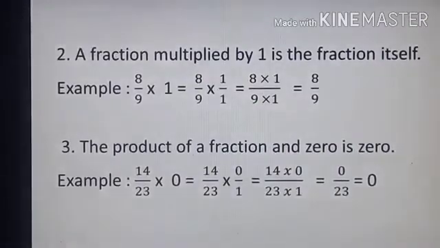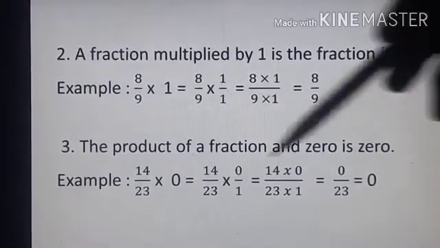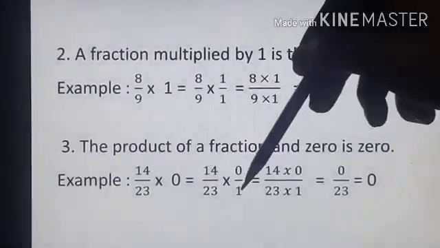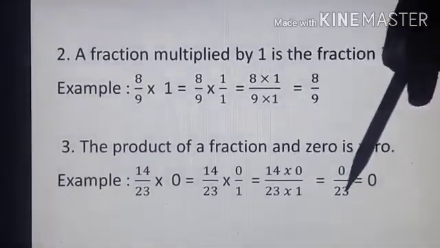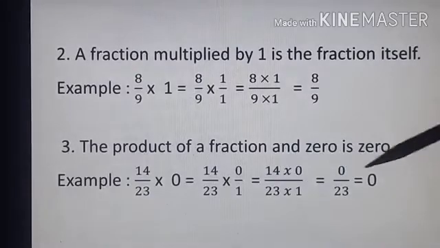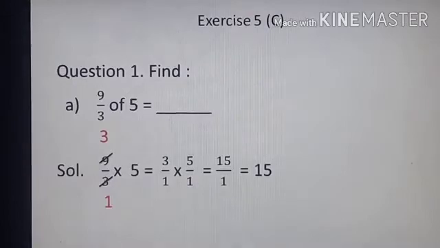Now, 14 multiplied by 0, 23 multiplied by 1. 14 multiplied by 0 is 0. 23 ones are 23. So, 0 upon 23 will give us the answer 0 only. Now, after doing the properties, we will start the exercise.